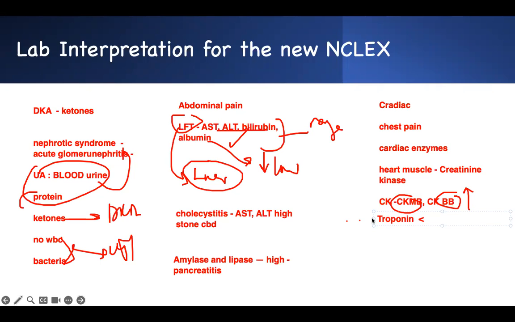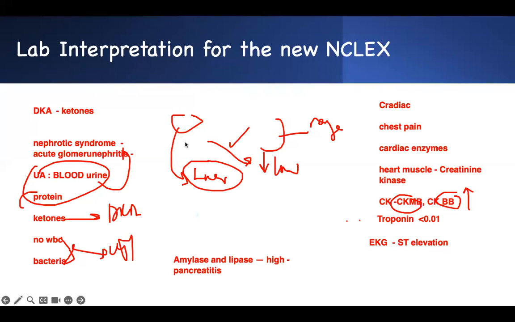And what they will give you is either less than a certain normal, like less than 0.01 or 0.05. They will give you a normal level. If they say the troponin is greater than the reference range, you know it's a myocardial infarction. The individual is going to get a what? EKG. And they will tell you ST elevation. I'm giving you this because I want to show you how they can confuse you. ST elevation.